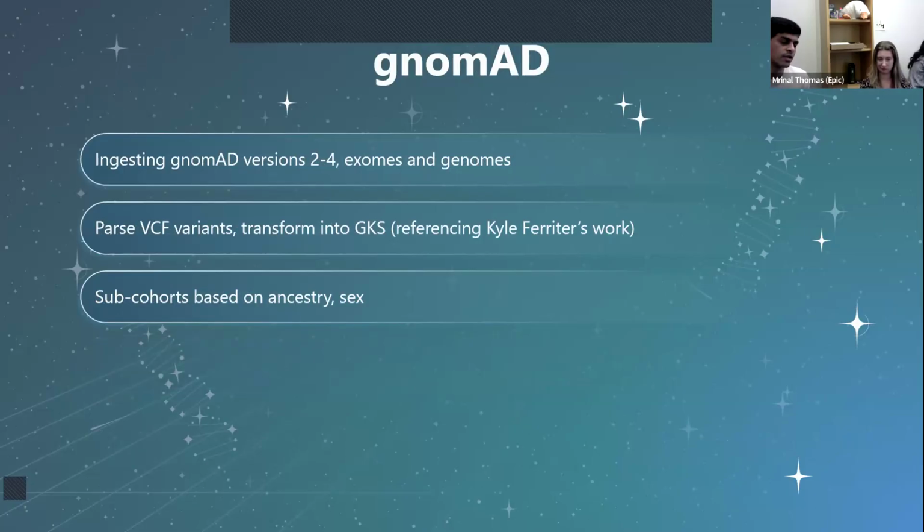So what we decided to do was ingest the gnomAD VCF data ourselves and transform it into the GKS data models. We still heavily referenced the existing gnomAD GKS transform that they did for v4 while developing this. So shout out to Kyle Ferriger, whose work was super helpful to us.